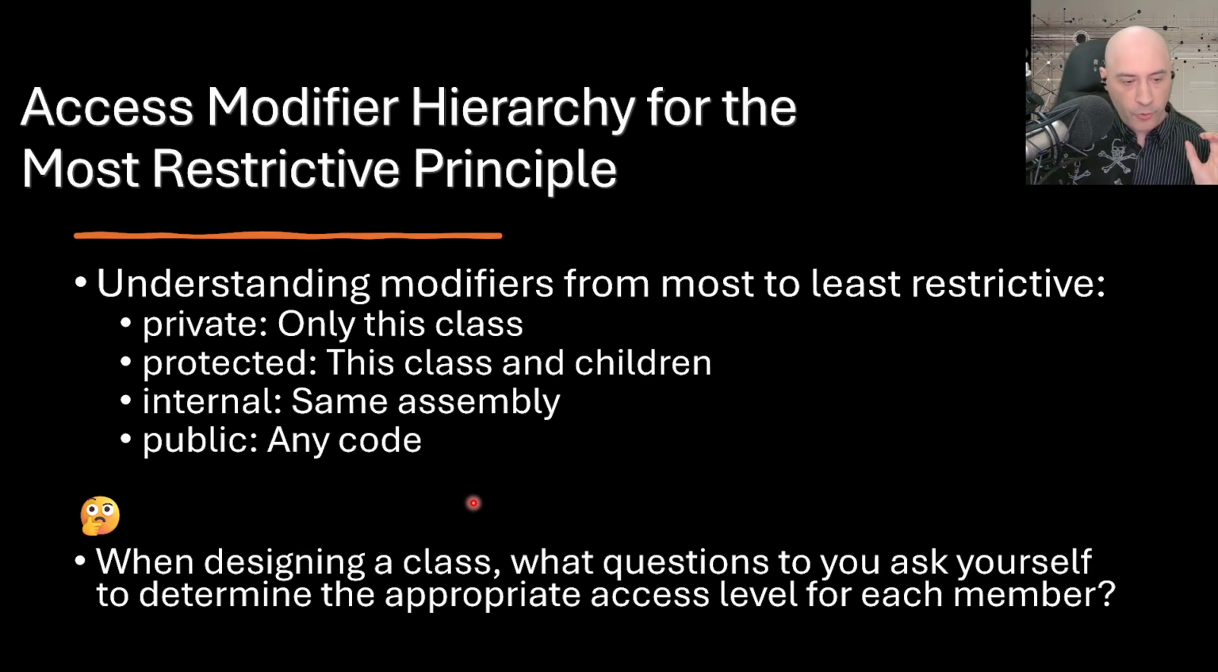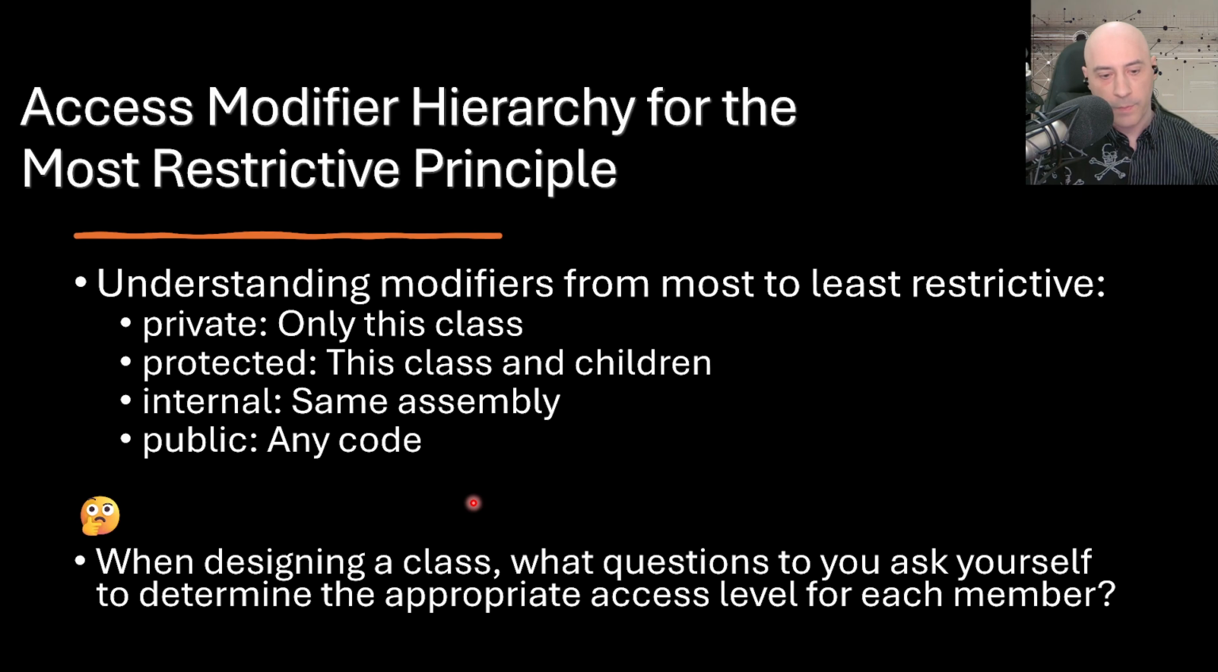So think about this. When you're designing your own classes, what questions do you want to ask yourself to determine the appropriate level of access for each member? I've given you some examples. You might have to think about your own depending on the situation that you have. What do your stakeholders want? Do your stakeholders need access to this class? In that case, you probably will need to make it public.